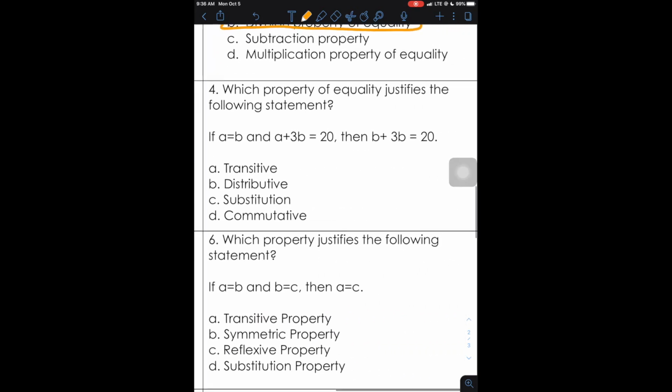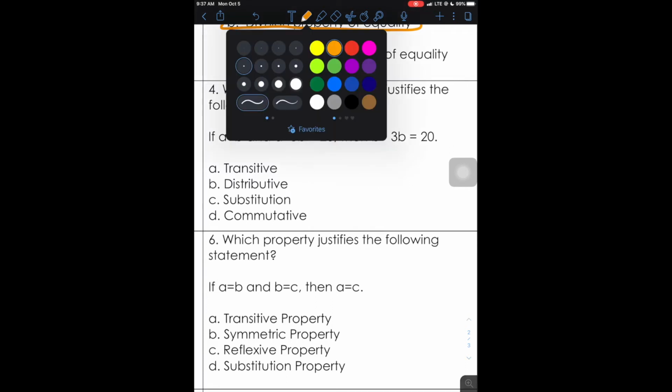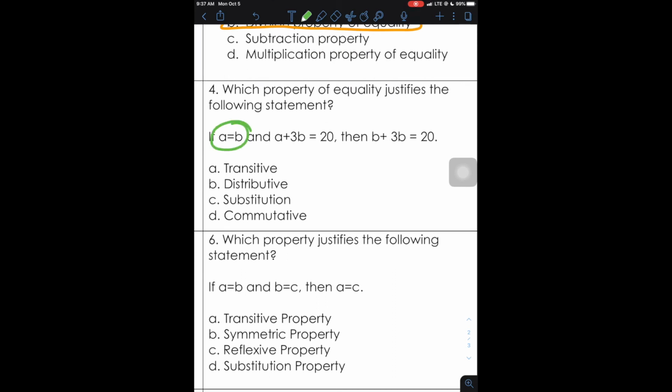Number 4. Okay, so it says A is equal to B, and this is the equation they're giving us: A plus 3B equals 20. But they're saying that we could say B plus 3B equals 20. So I noticed they took the A out. That's the first thing I peeped. My mind automatically goes to substitution because I'm thinking something has been substituted. And actually it has, because they said A is equal to B, so they just replaced this A with B because they're the same thing.